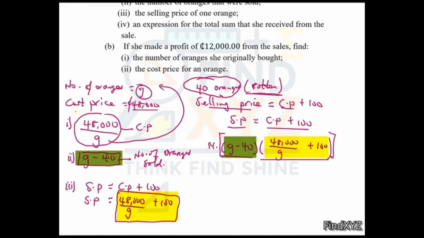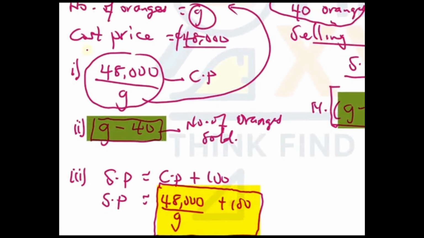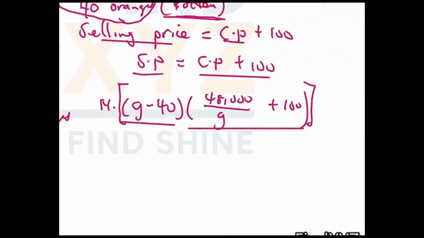That is the first part. So we have everything set up. We know the cost price is 48,000 over G. Let me bring the currency, which is cedis. Then the number of oranges that were sold was G minus 40, and the selling price is 48,000 over G plus 100 cedis. So this is cedis. Then this is also cedis because the currency that we are using is cedis.